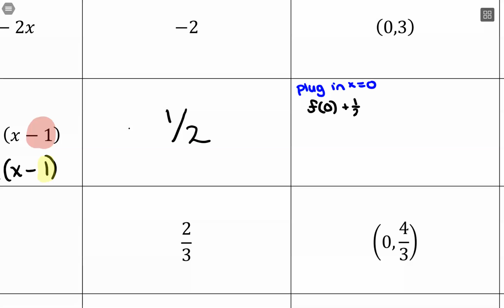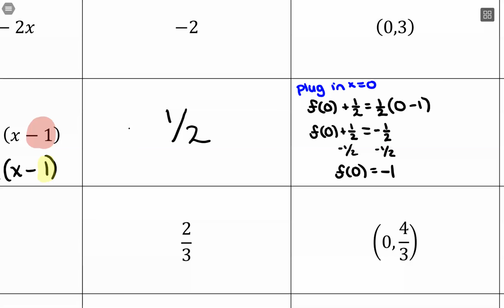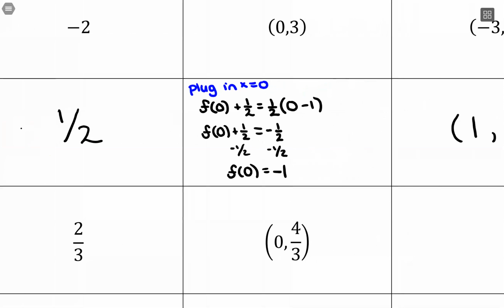I have that plus 1/2 and then equals 1/2, and then x is going to equal 0 minus 1. And I'm going to simplify that right-hand side first. So 1/2 times a negative 1, so that's negative 1/2. And then I'm going to subtract 1/2 from both sides. So that's going to give me f of 0 equals negative 1/2 minus 1/2. Should be a negative 1. So my y-intercept is x is 0, and the output would be negative 1.